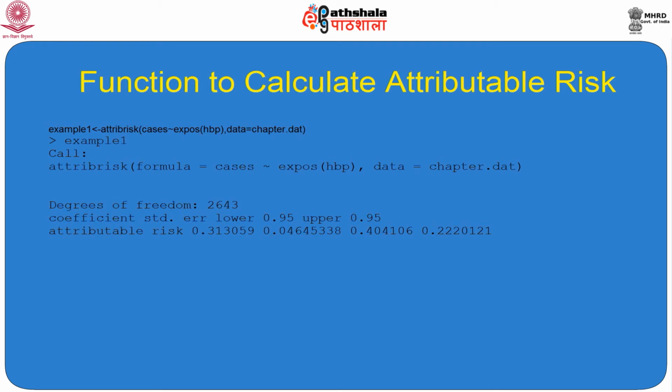So this way we can conclude that the attributable risk is quite low, lesser than 1 in this scenario, and it can also be concluded that there is a 31%, exactly 31.30%, chance of having the disease with high blood pressure.